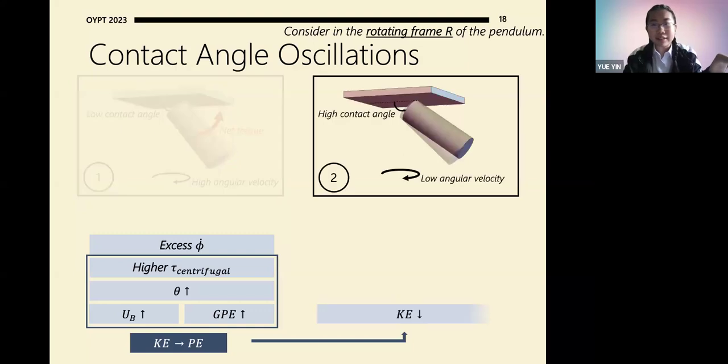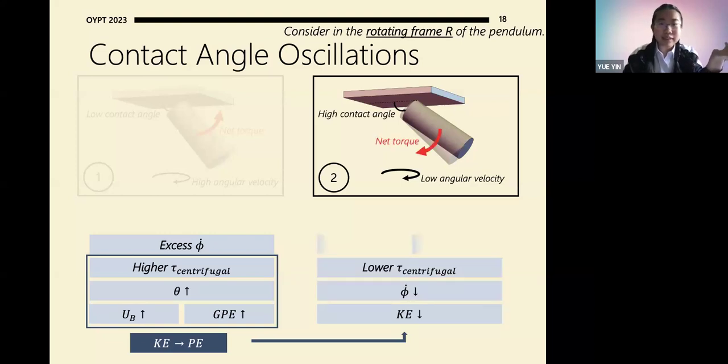Hence, the angular velocity decreases, lowering the centrifugal torque and causing the pendulum to now execute a downswing. This finally decreases the two potential energies, converts it back to kinetic energy, and this cycle actually restarts. And what we get in the end is periodic oscillations of the contact angle.